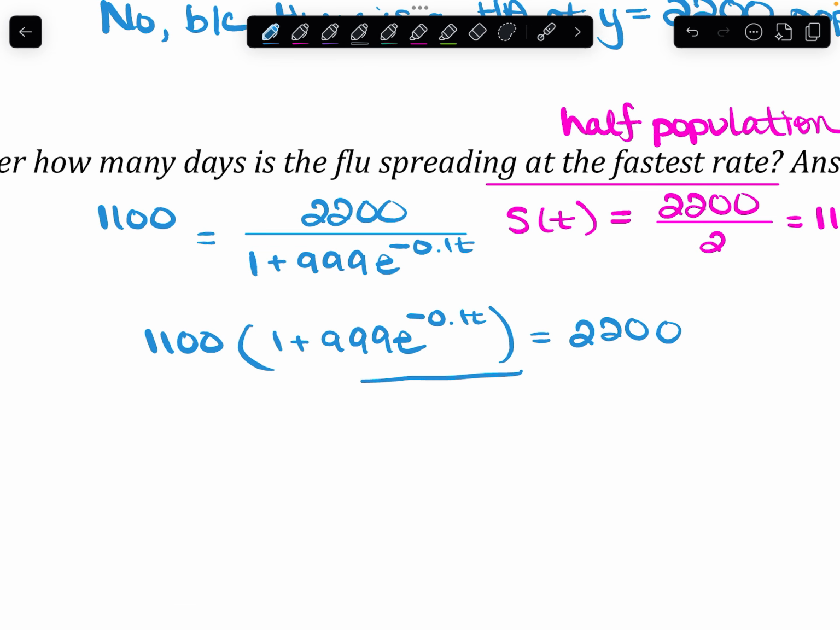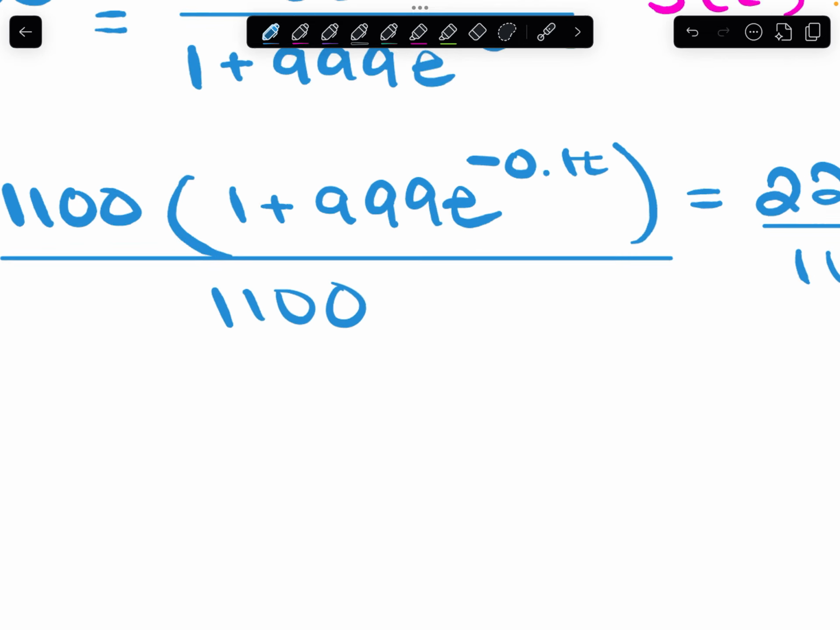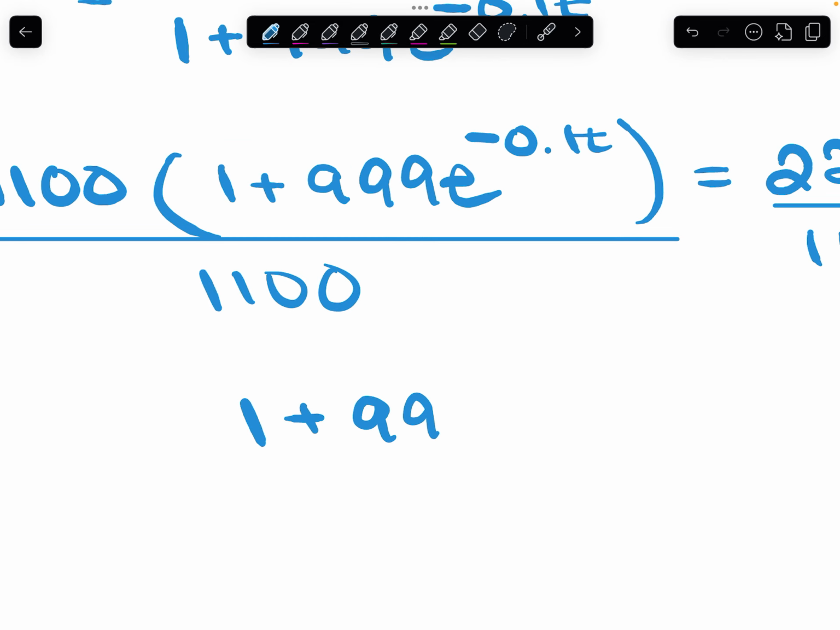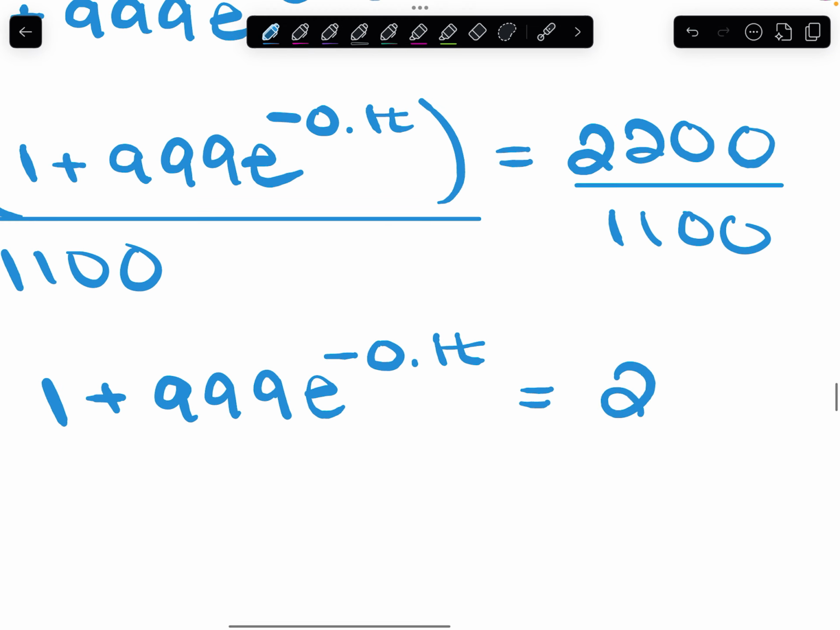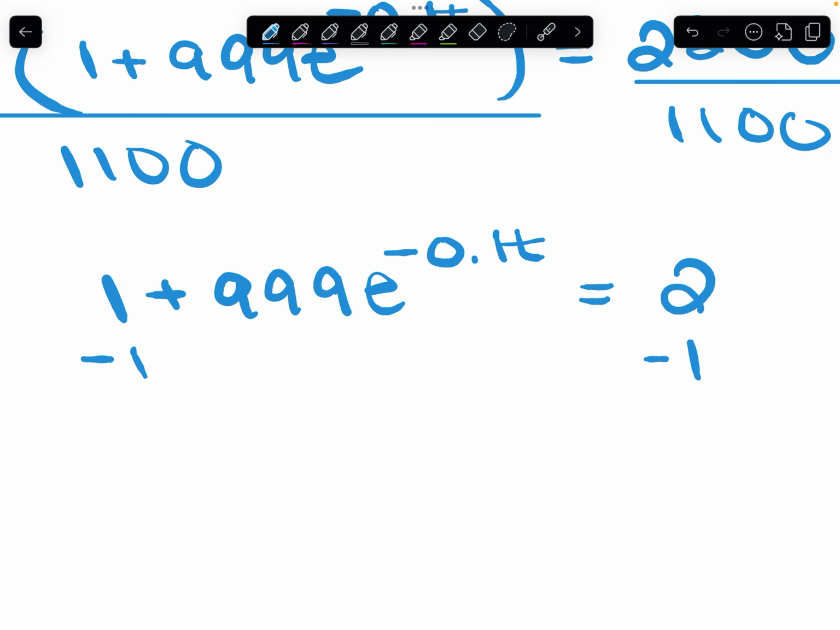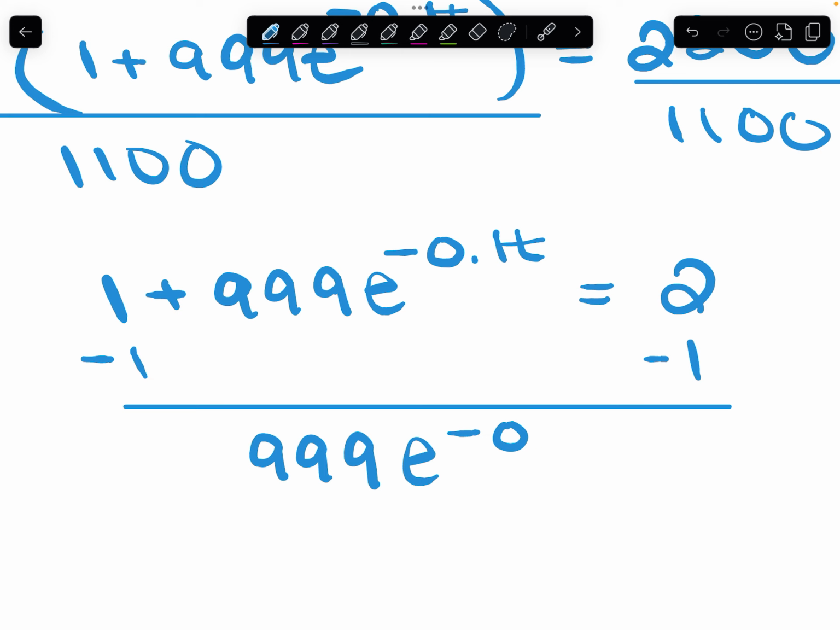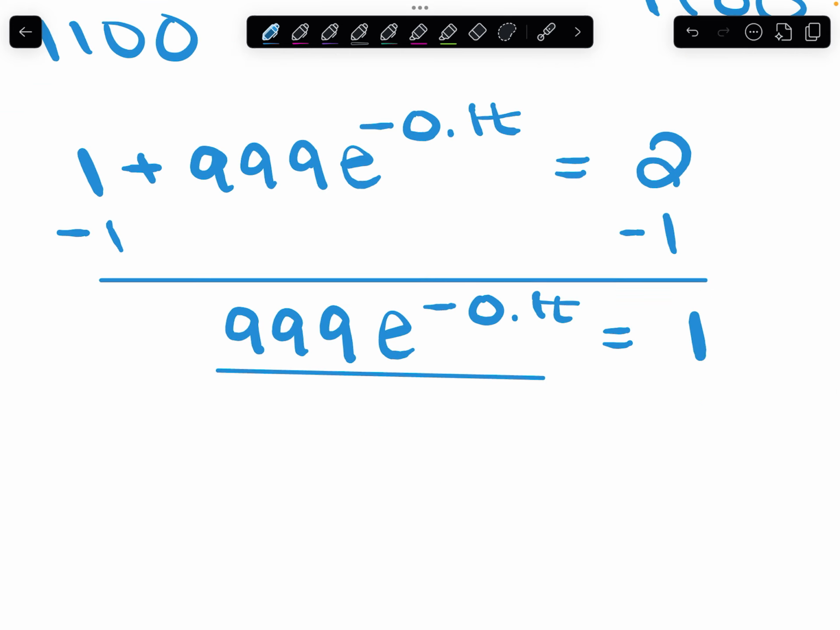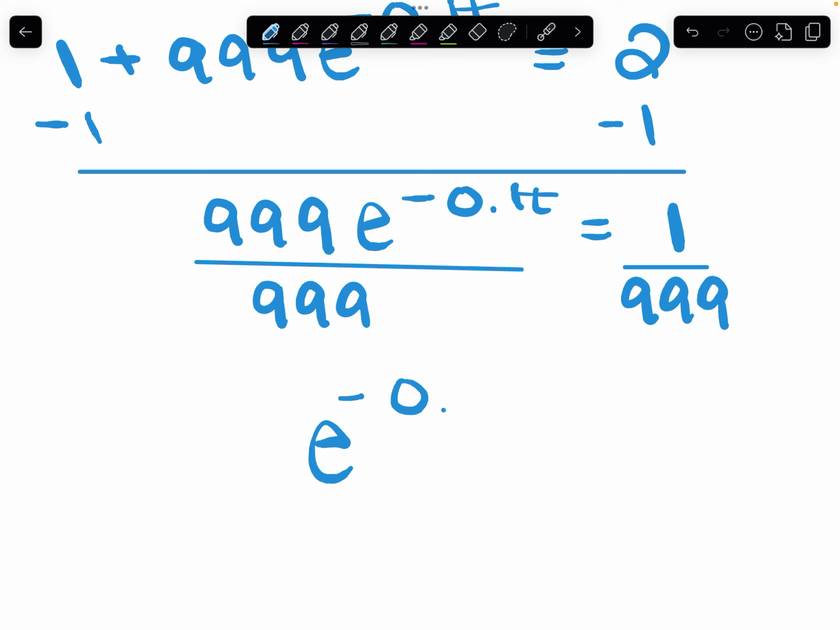All right, at this point, I want to just get rid of that 1,100. I don't even want to try to distribute with all that mess going on. So we're just going to divide it off. Left side is going to be this wonderful set of stuff with now the 1,100 gone. And then we divide and we get 2. So then we move our 1 over. 999 e to the negative 0.1t equals 1. We divide to get the exponential term completely by itself. The division bar is a little crooked. Oh well. All right, this fraction is not a pretty decimal, so let's leave it alone.